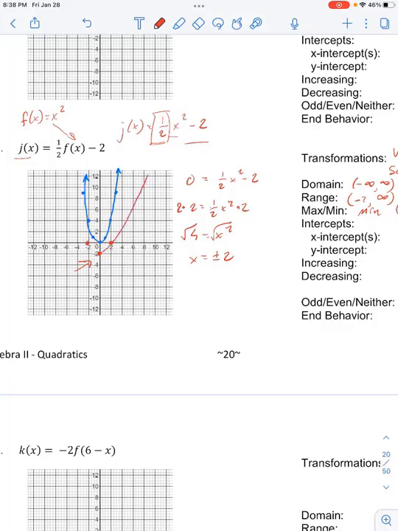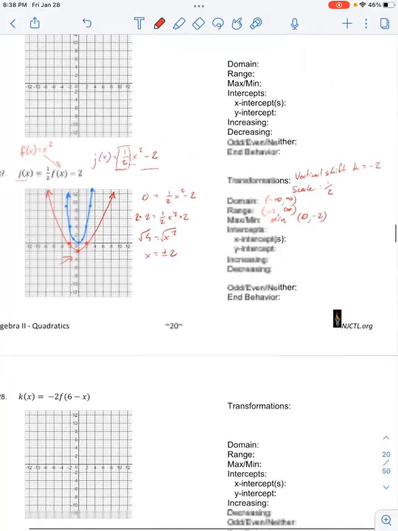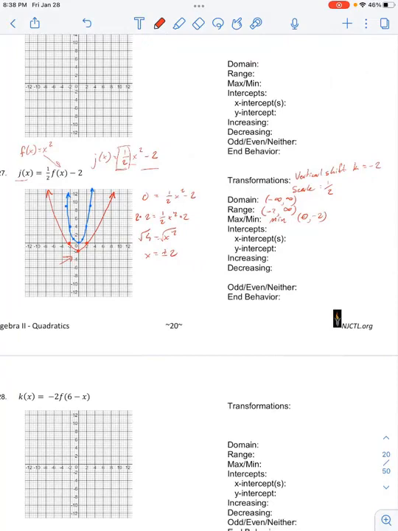So it'll look like this. And, okay, -2, 0, then 2, 0. We have a y-intercept that is 0, -2. Our function is increasing on the right side of the vertex, so that's from 0 to infinity, and it's decreasing on the left side, from -infinity to 0.